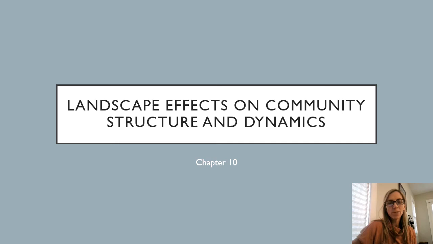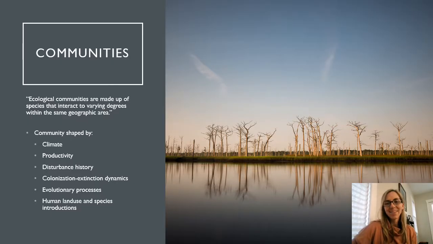Hi guys, so we're covering chapter 10 today, talking through effects of landscapes on community structure and dynamics. So communities are made up of species that interact to varying degrees within the same geography.